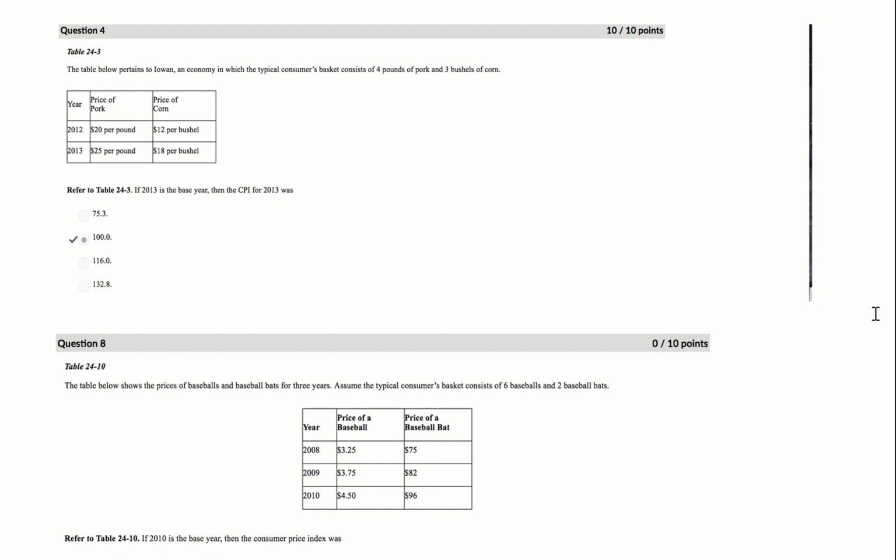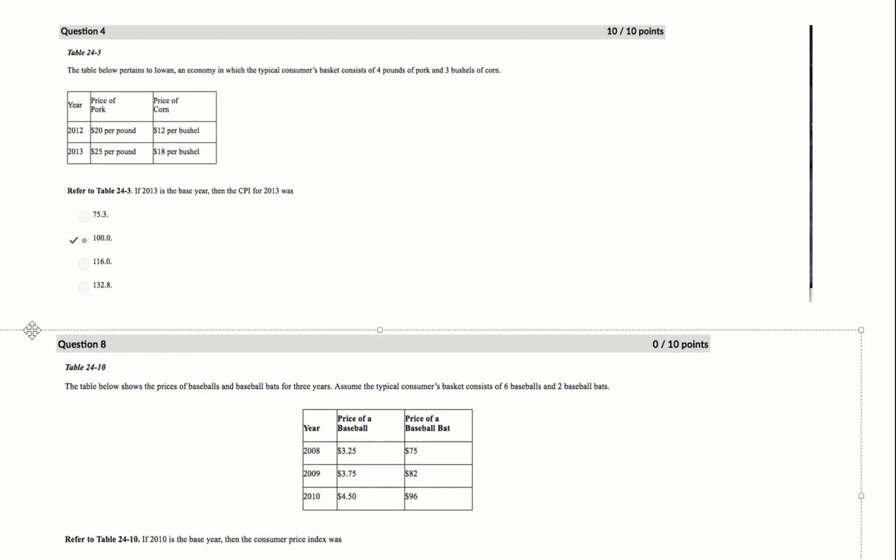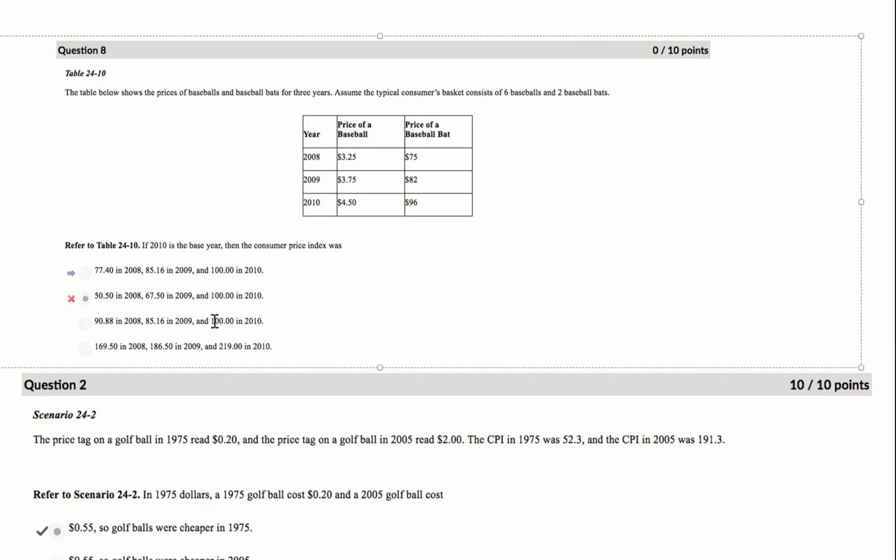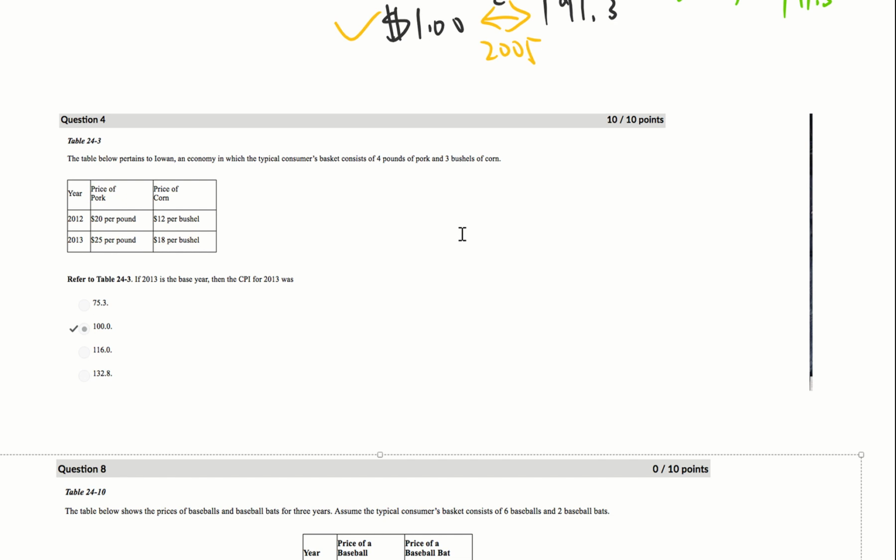Get more room on here. All right, a little more room.